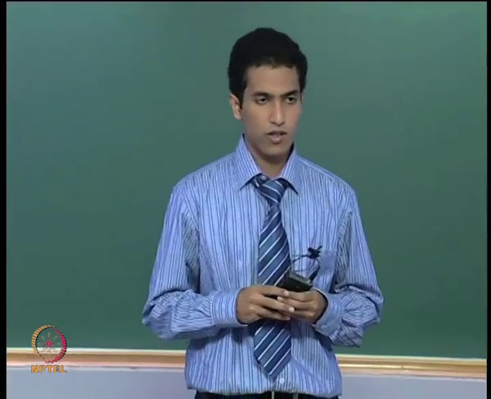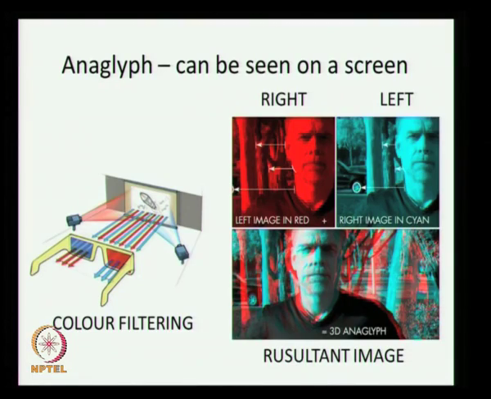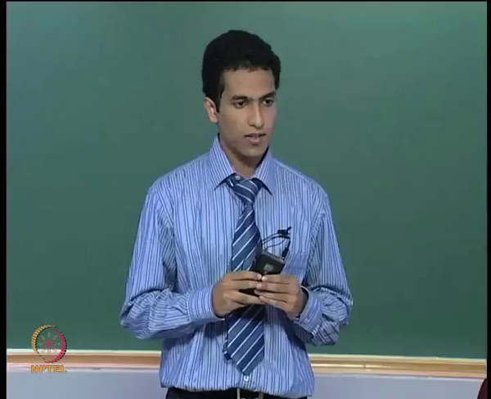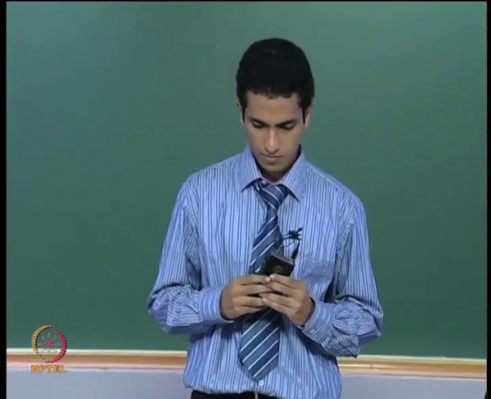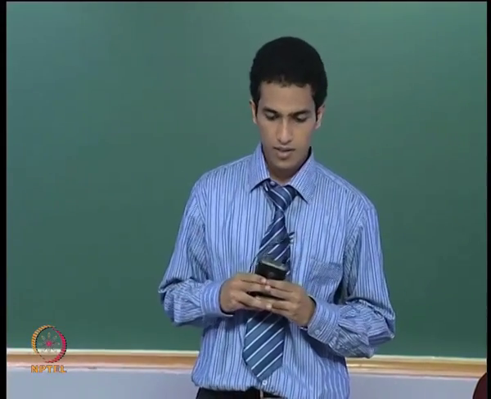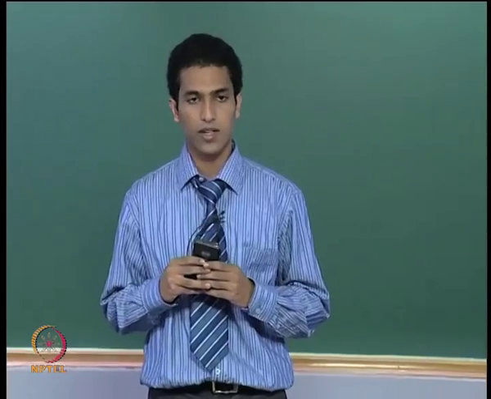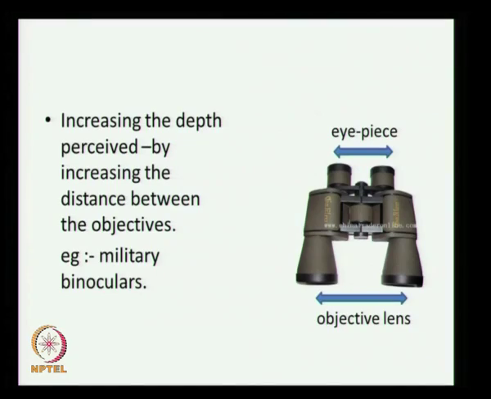An improved version of stereoscope is anaglyph, in which 2 images are captured by 2 different colors, one red, another cyan. Then these are directed into the eyes by a filter. Another improvement I would like to talk about is the increase in depth perceived by increasing the distance between the 2 cameras or the objectives. It's a widely used technique in military binoculars.